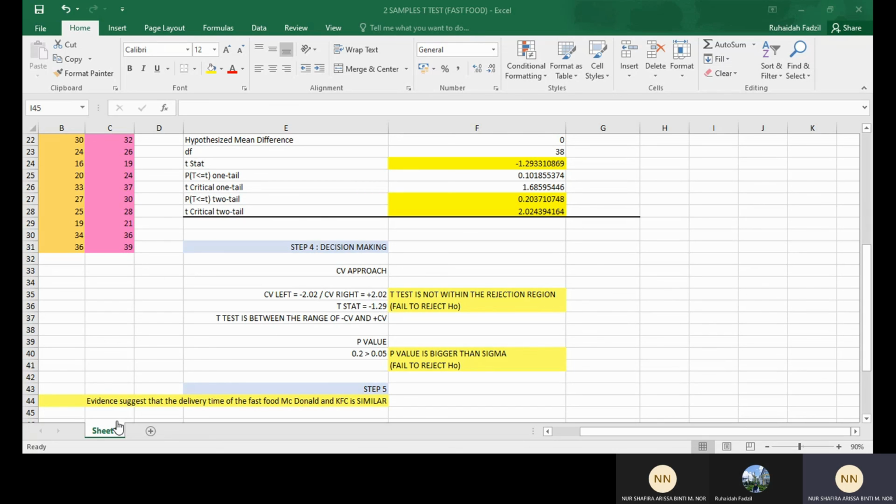And next, for step 5, the evidence suggests that the delivery time of the fast food, McDonald's and KFC, is similar.